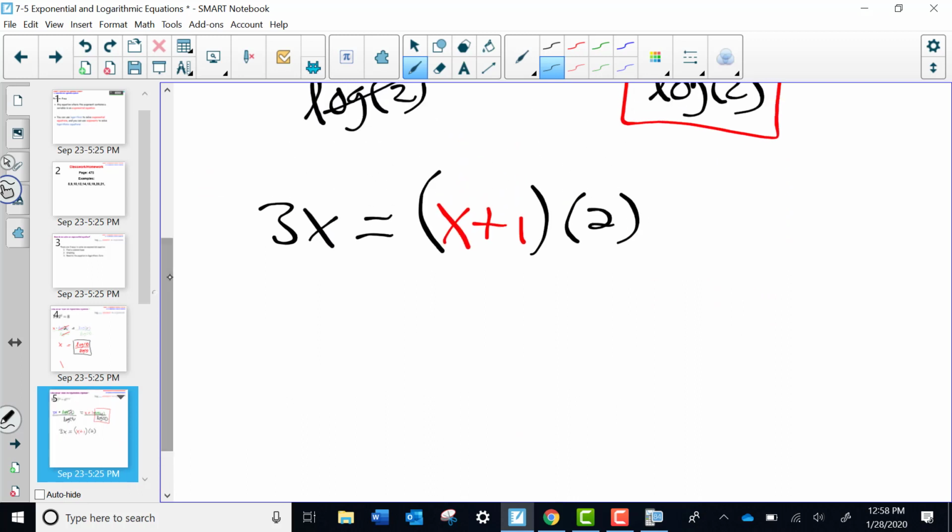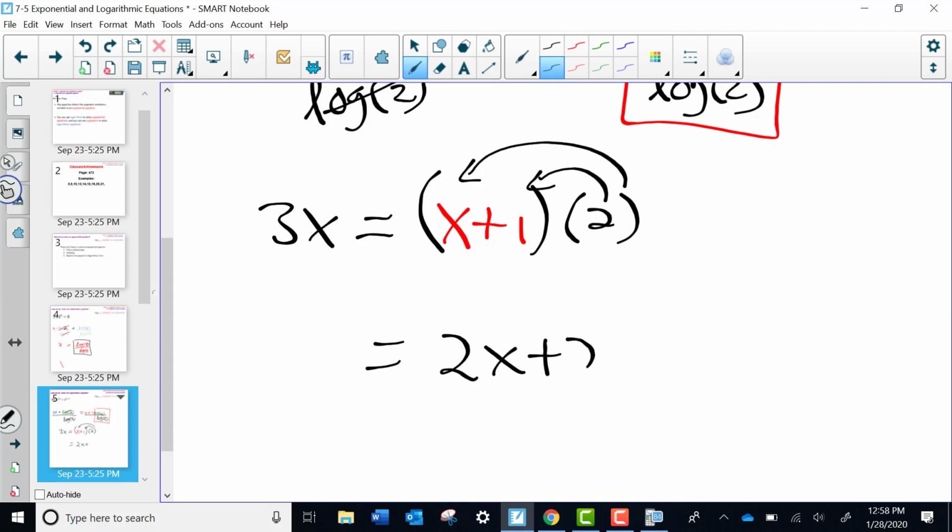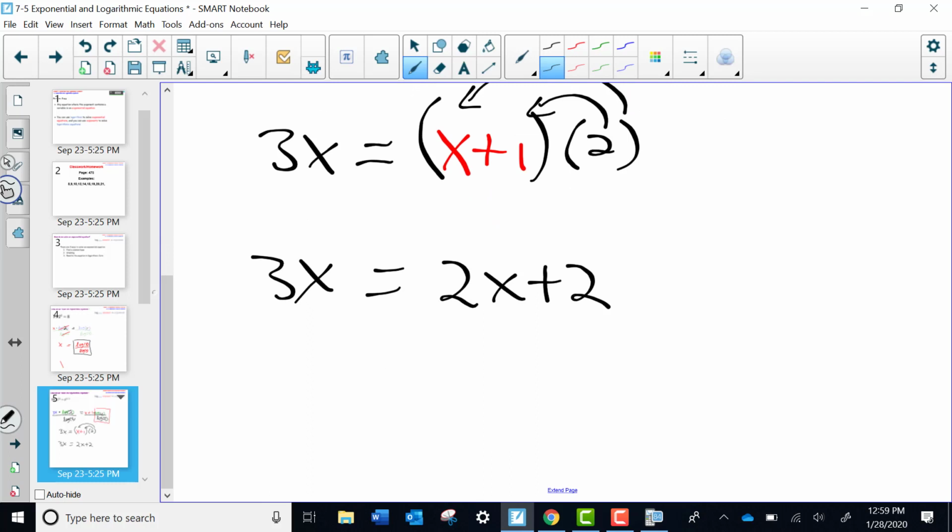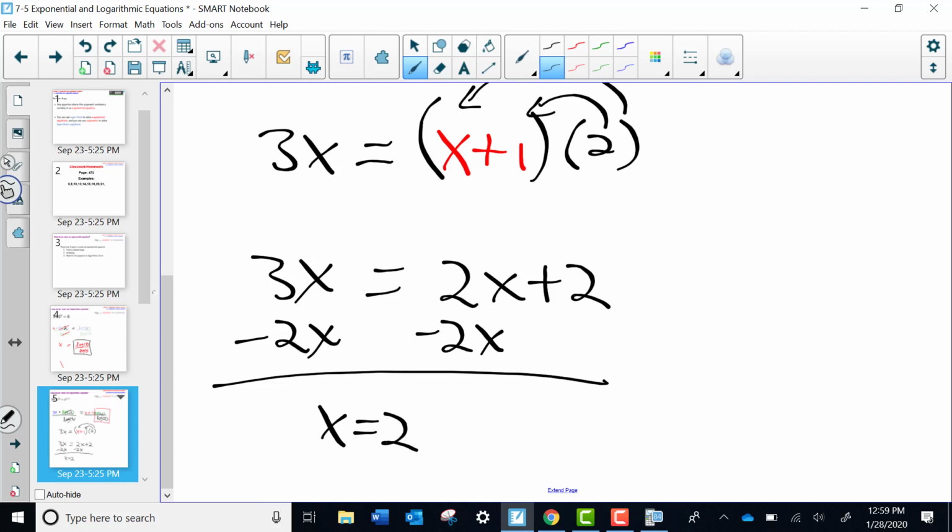x plus 1 times 2 is the distributive property. It's just multiplication here. So it's 2x plus 2, and 3x. Subtract 2x from both sides. x equals 2. x is equal to 2.